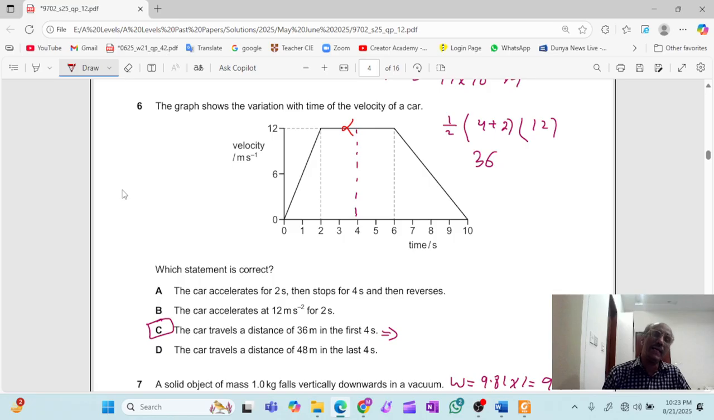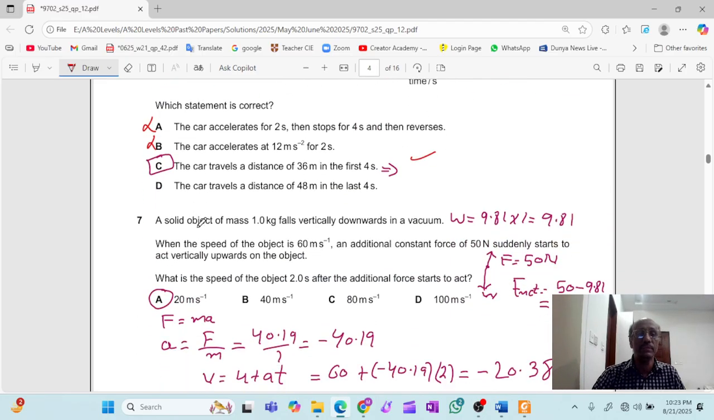Now you can calculate the acceleration: 12 divided by 2. So you will get an answer which is equal to 6. So option B is invalid. Option A is invalid. Then we will calculate the distance traveled by the car in the first 4 seconds, and we will apply the formula 1/2 (4 + 2), the area of the trapezium. Then we will get 36. So option C is the valid option.